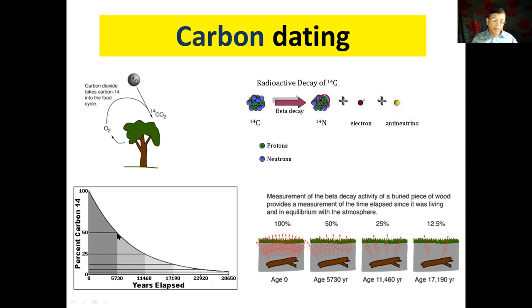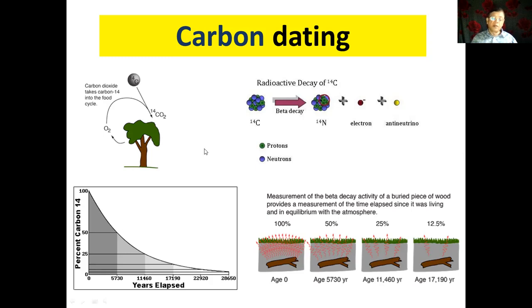If it is 100 units, after one half-life it becomes 50, after another half-life it becomes 25, then 12.5, and so on. Now if you can estimate how much C14 is remaining in a sample, which you can do by measuring the beta rays emitted by the sample, then you can date it. When a particular animal was living, its C14 and C12 were in the ratio which prevails in nature.